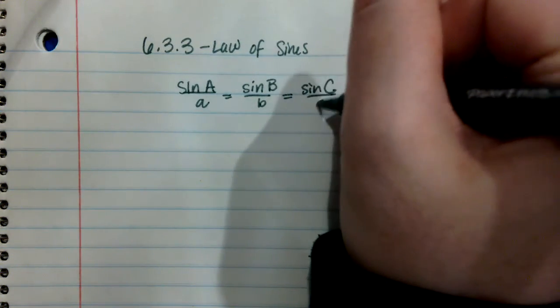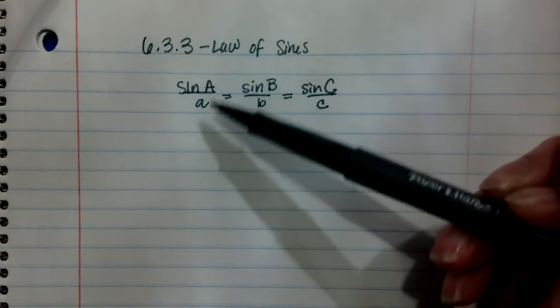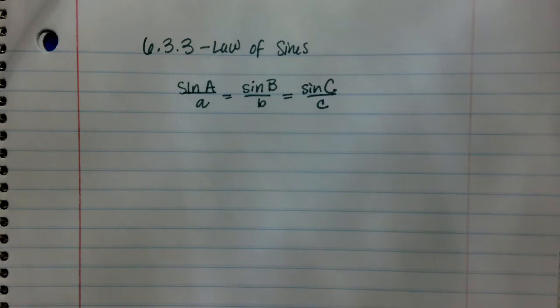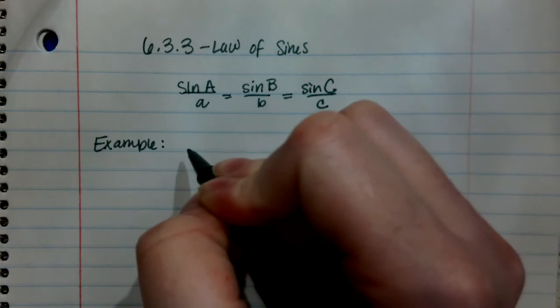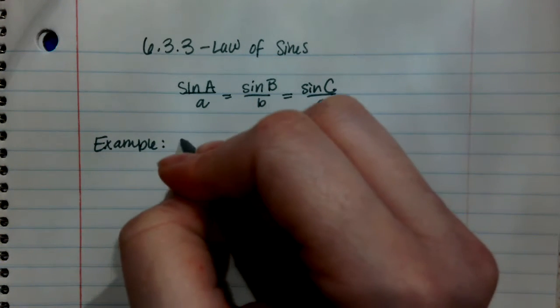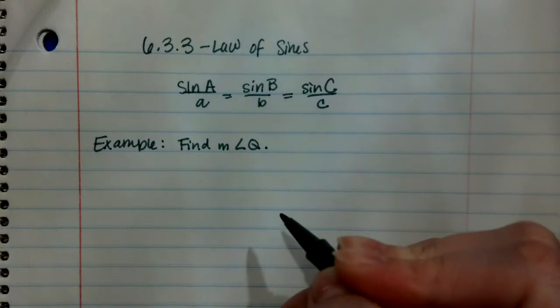And remember that the letters don't matter so much, as these are just pairs of opposite angles and sides in a triangle. So let's just jump right into an example of finding a missing angle. This one's going to ask us to find the measure of angle Q.